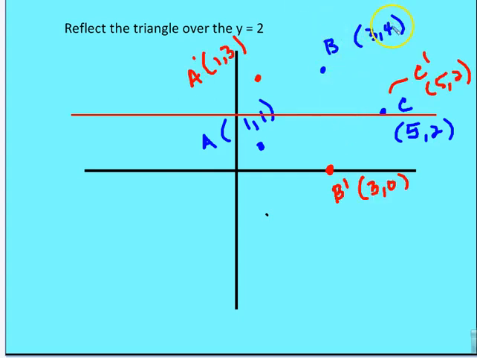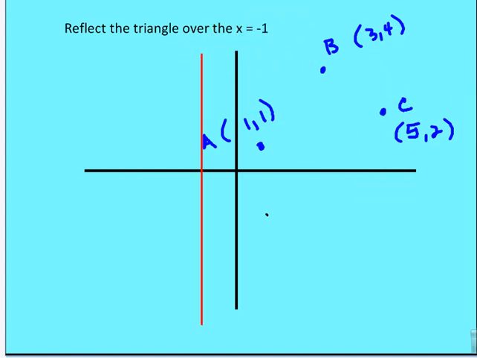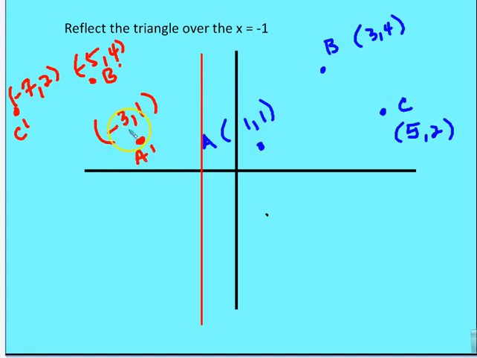All right, so you should get (3, 0) for B prime, (5, 2) for C prime, and (1, 3) for A prime. All right, so now reflect over the line x is equal to -1. I'm going to pause here while you figure this out. All right, so you should get (-3, 1) for A prime, (-5, 4) for B prime, and (-7, 2) for C prime.